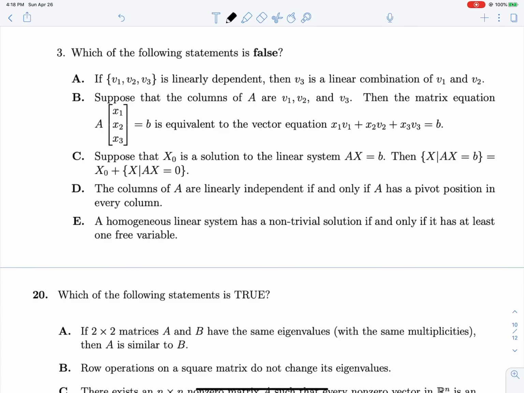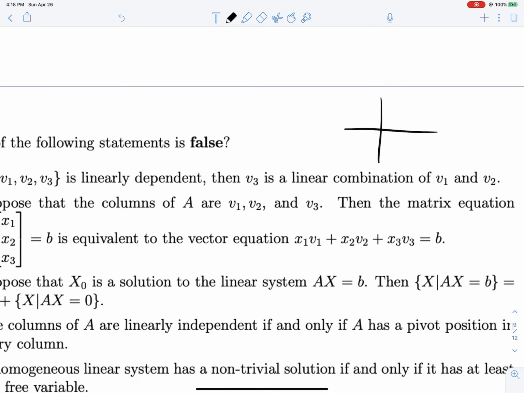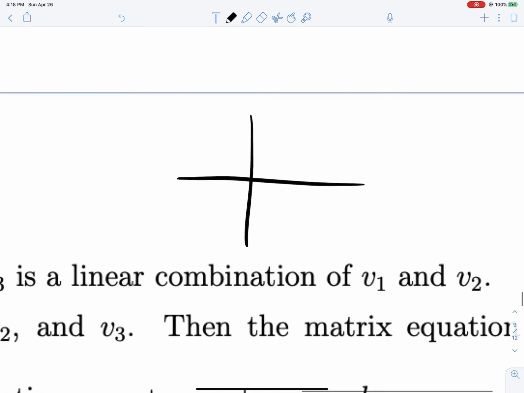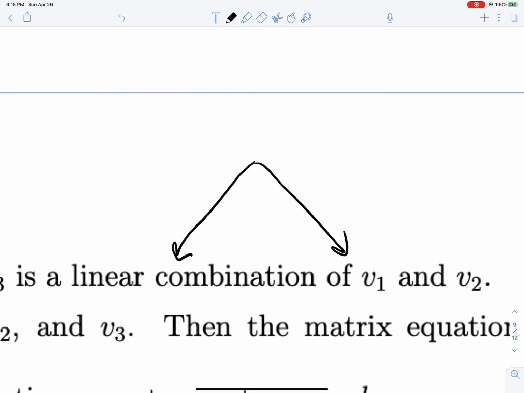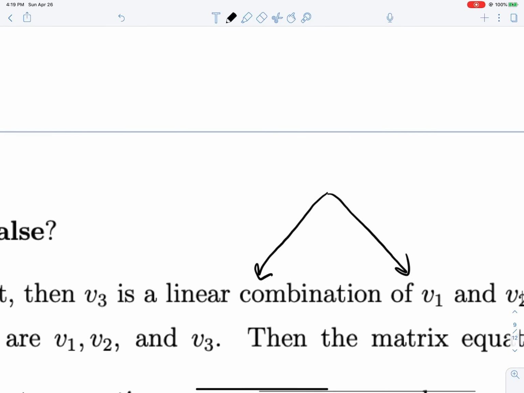3. Which of the following statements is false? Ooh, this problem is a weird one. This is from 2019 fall. You'll see. If V1, V2, V3 is linearly independent, then V3 is a linear combination of V1 and V2. So the nice counterexample... actually, we kind of want it to be linearly dependent. Yeah, okay.